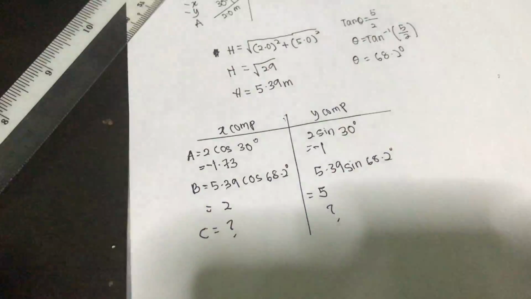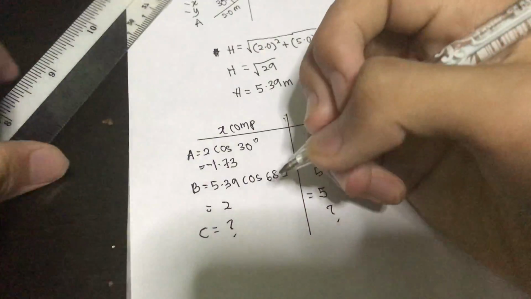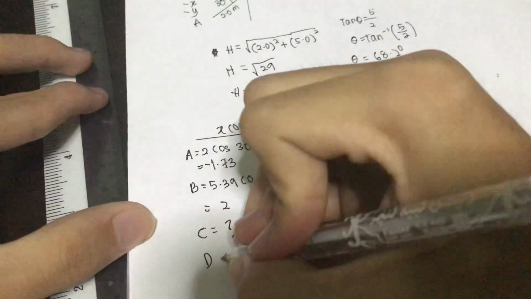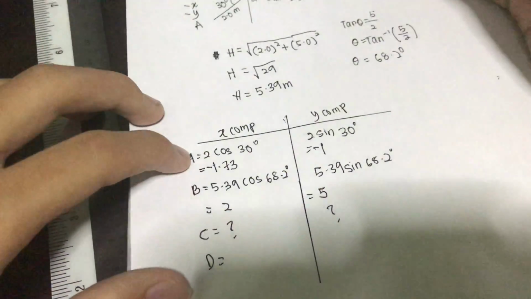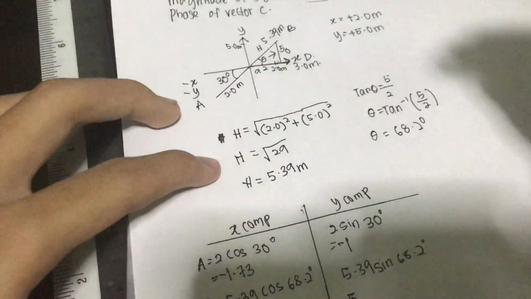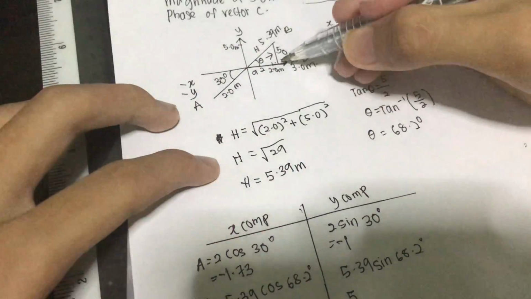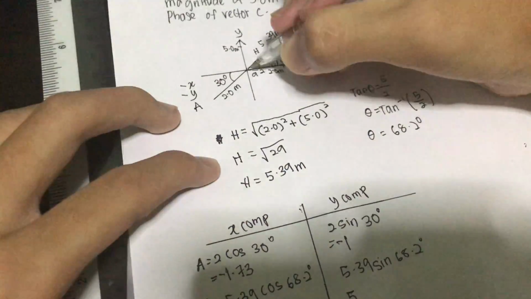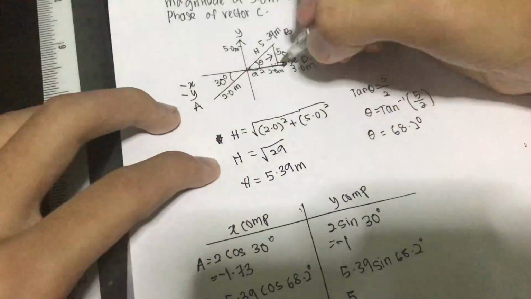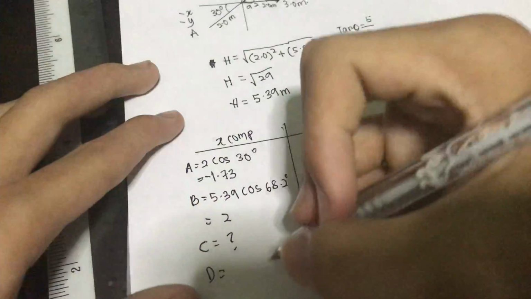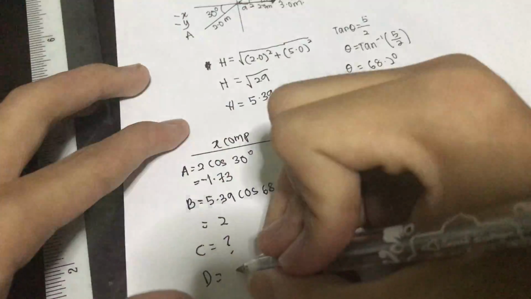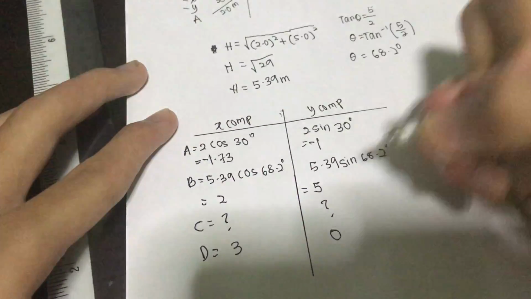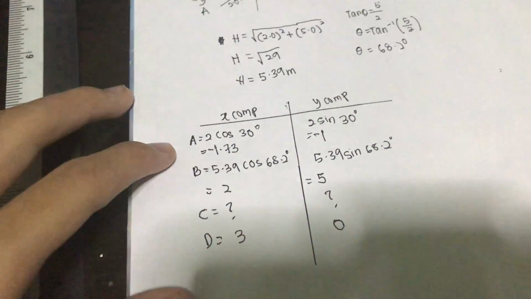Alright, on both sides we don't know, and that's given us D at the positive x axis. That means D is at this point on this axis, so the x component equals 3 and the y component equals 0.